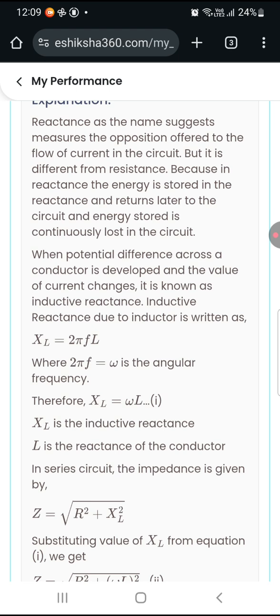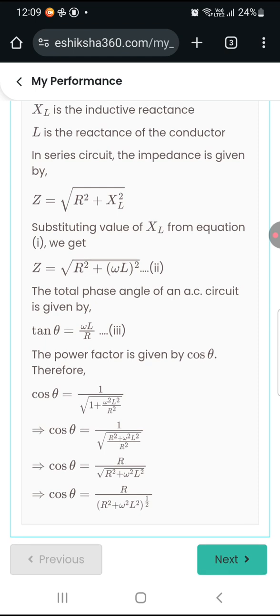In series circuits, the impedance is given by Z equals root of R square plus XL square. Substituting the value of XL from equation 1, we get Z equals under root R square plus (WL) square. Equation 2. The total phase angle of an AC circuit is given by tan theta equals WL by R. Equation 3. The power factor is given by cos theta. Therefore, cos theta equals 1 by under root 1 plus W square L square by R square.